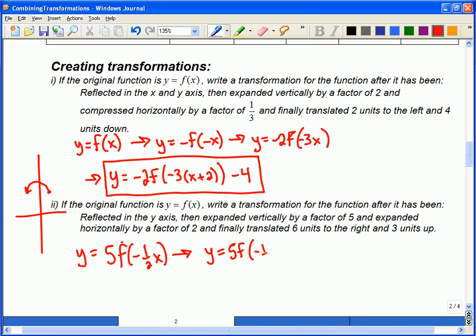Sorry, I tend to make a lot of mistakes when I rush. Funny how that works, eh? X minus 6 to the right and 3 up. So this should be our final graph, or our final equation to represent that graph.